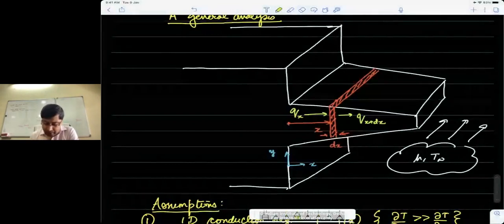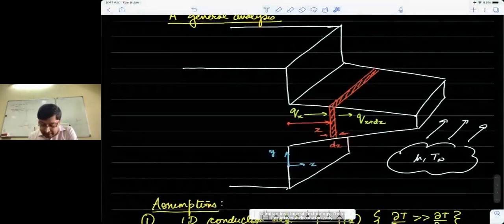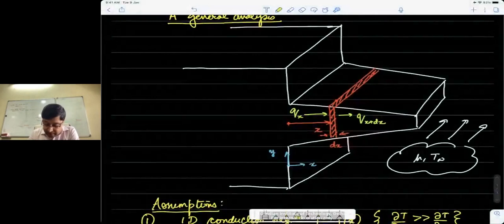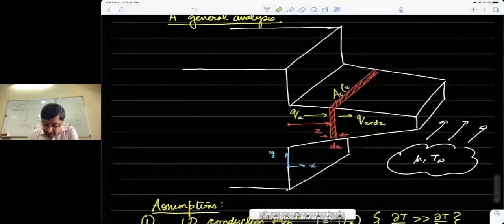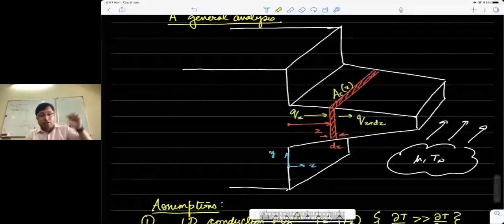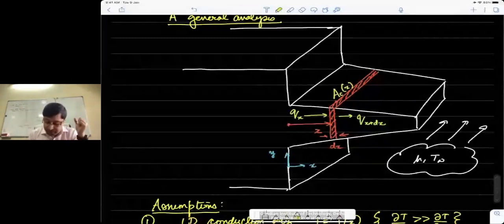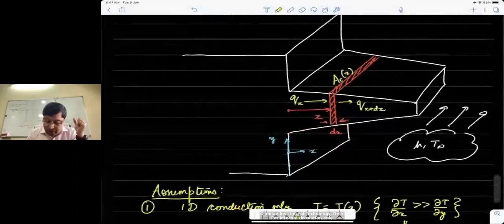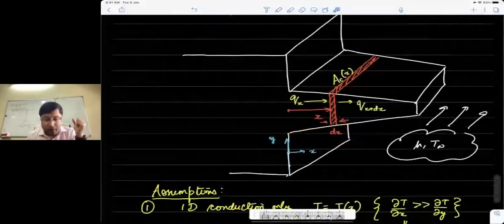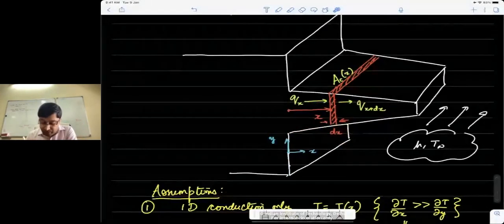Now, what we can do is, at a distance x from the base, as shown here, I take a small element which has a thickness dx. And as shown in the figure here, the cross section area is also a function of x, because the cross section area is actually decreasing. So the area through which the heat transfer is taking place is decreasing, very similar to that one problem that we did in the first tutorial sheet. Okay, so you have qx coming in, qx plus dx going out.